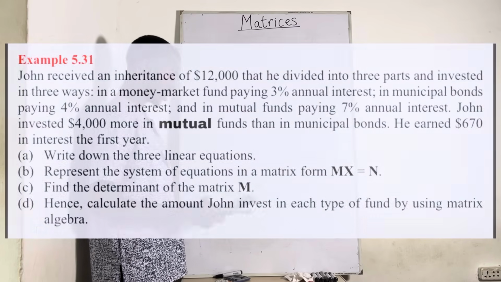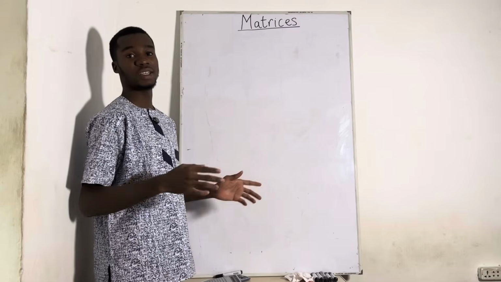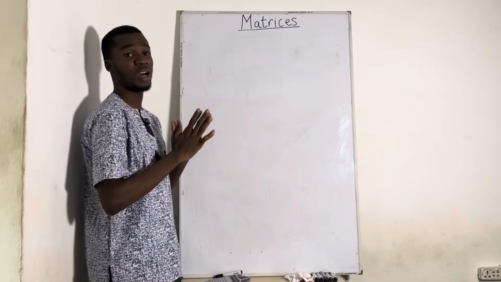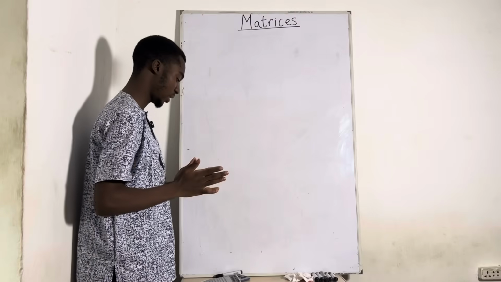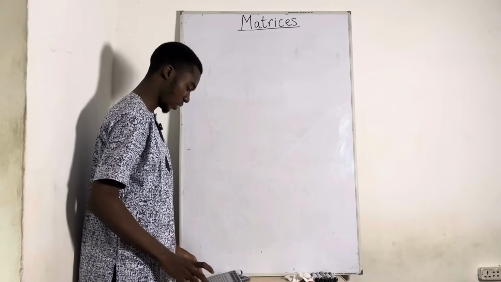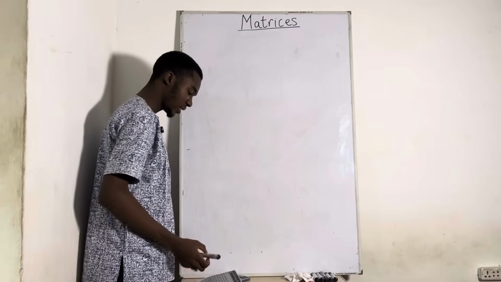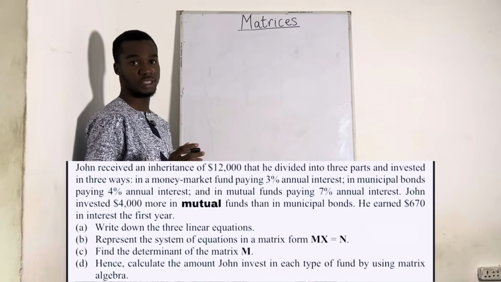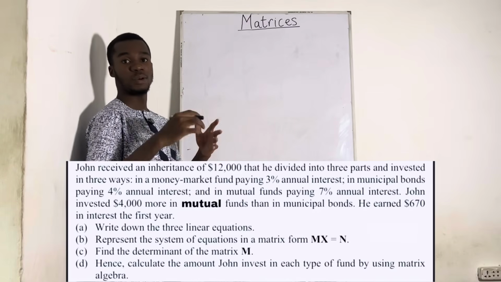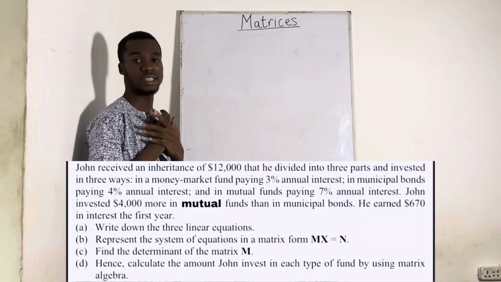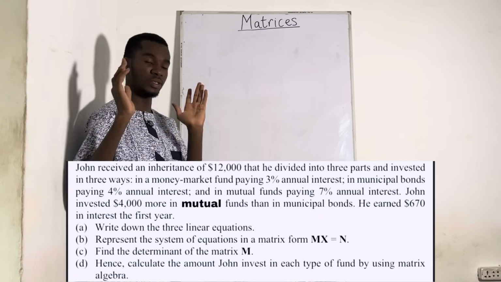All right. So yes, like I said, this question usually comes almost every year. You get it. So we are going to break it down. So even if you have no idea in matrices, you are going to understand it. You get it. All right. Now, let's first understand the question. So the question says that John received an inheritance of $12,000. You get it? So maybe his father died or whatever, and now his inheritance is $12,000, which means that's what he has. So he has $12,000 on him.